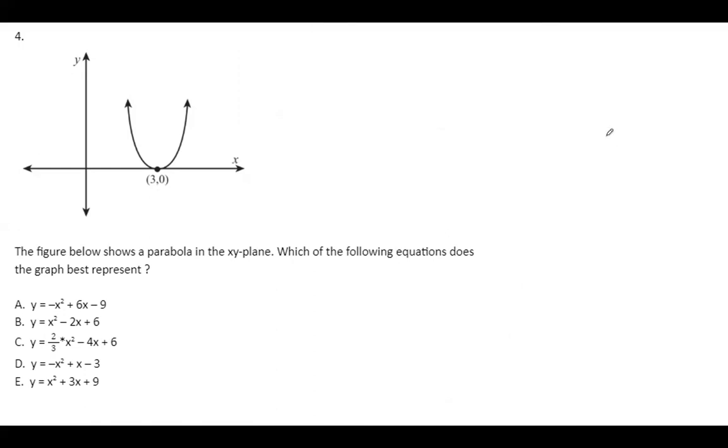Sean, go for this question. The figure below shows a parabola in the xy plane. Which of the following equations does the graph best represent? Without having a look at the options, can you please tell me what the roots are? What is the value of A for this graph?